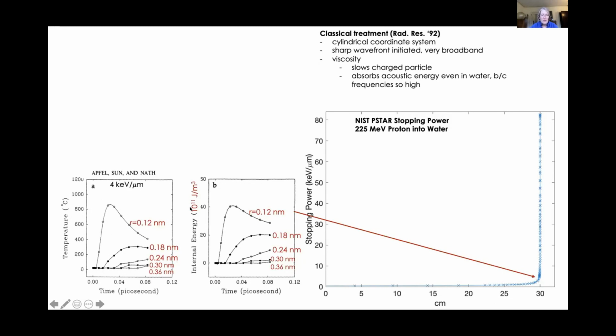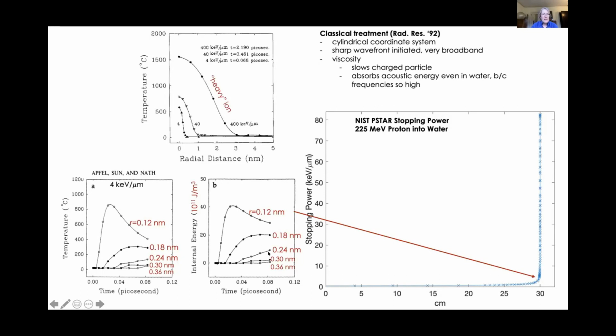And they give you extraordinarily high internal energy densities in these small volumes. And again, the temperature gradients are astronomical. They're just huge. Now, at 40 keV per micron, the particle is really starting to slow down. So now we're talking about the region where the particle is stopping.